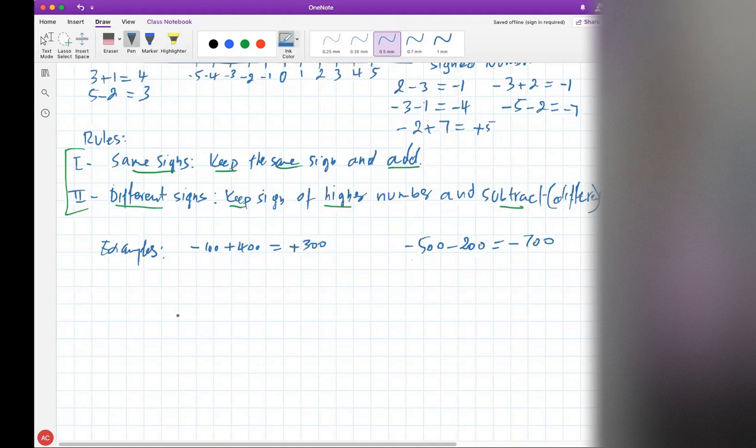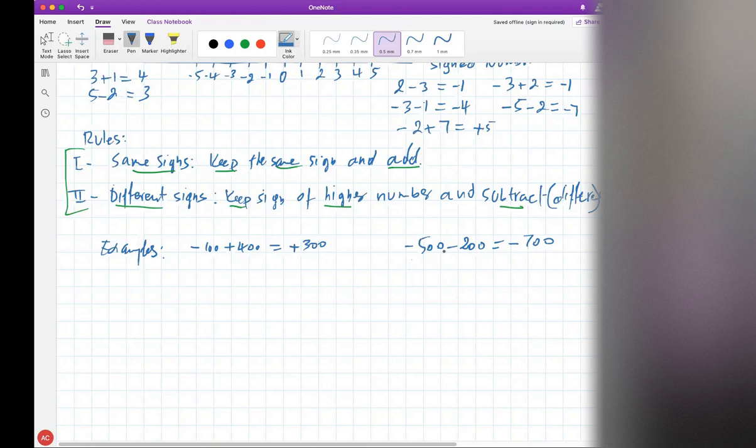So always try to break it down into 2 steps. First, pick a sign, then decide whether to add or subtract based on the sign. It's not always this operation. It's not always because it's plus here, we're going to do this plus this. It all depends on the sign here.